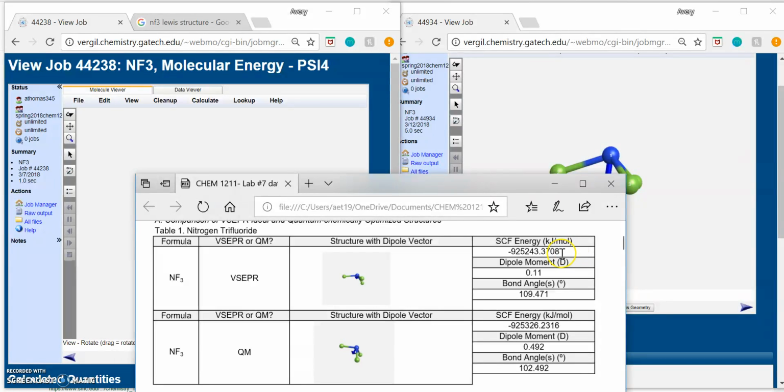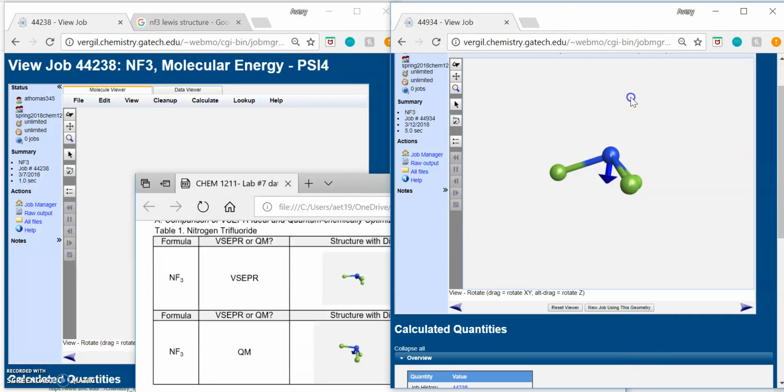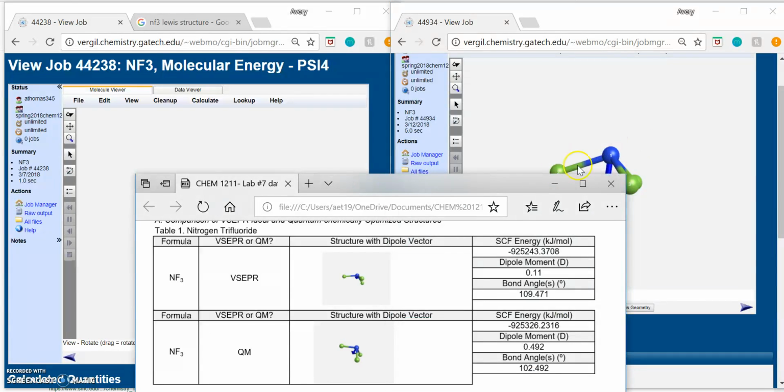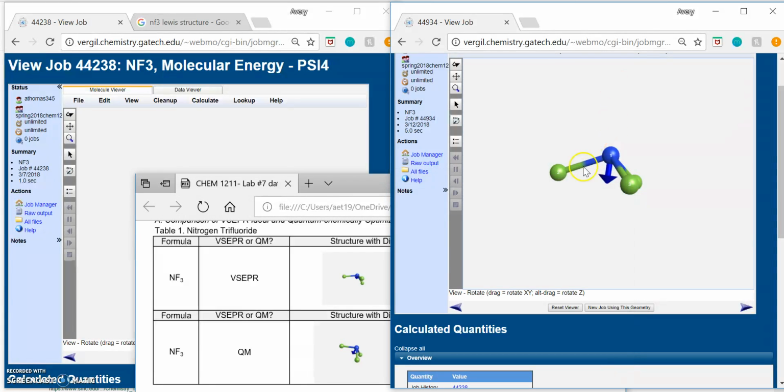and then the SCF energy is smaller on the VSEPR structure. The basic reasoning behind this is that the lone pair has a greater effect on the quantum mechanics model. So the repulsive forces force these fluorine atoms down and cause them to have these smaller bond angles, and that also causes the greater dipole moment and a higher SCF energy. So that's all because of the repulsive forces.